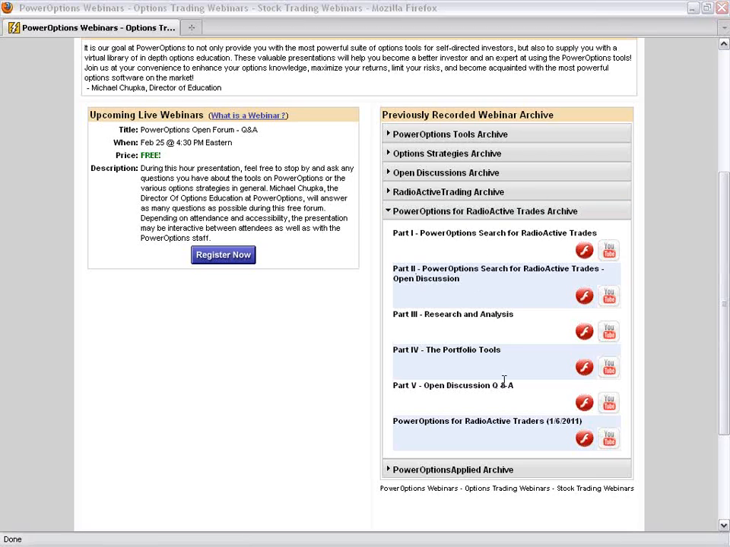Part 1 through 5 of the Power Options for Radioactive Traders. Part 1 was using the search tool. Part 2 was the open discussion on the Power Options search tool for RPMs, radioactive profit machines. Part 3 was further researching and analyzing the RPM positions we identified in the search tool. And Part 4, of course, focused on the portfolio tools, and Part 5 was the last part, our open discussion Q&A. So it was an hour and 48 minutes, just like we're doing today, just customer questions on using the Power Options tools for radioactive traders.